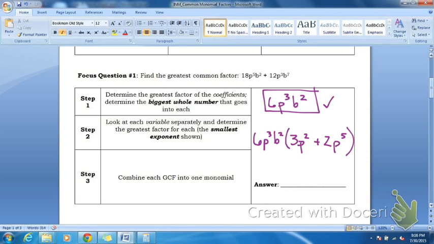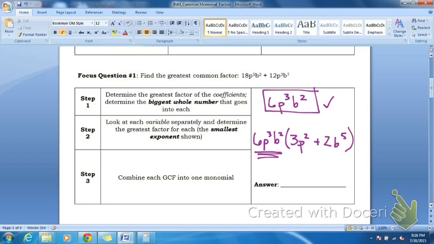So, if you take a look on the inside of this polynomial, the 3p squared, oh, I did put p, didn't I? My bad. That's supposed to be b to the fifth power. Okay. Looking at that, you can see 3 and 2 no longer have any factors in common. P squared and b to the fifth, those do not share anything as well. So, that's how we can determine that 6p cubed b squared was indeed the greatest common factor of that polynomial.